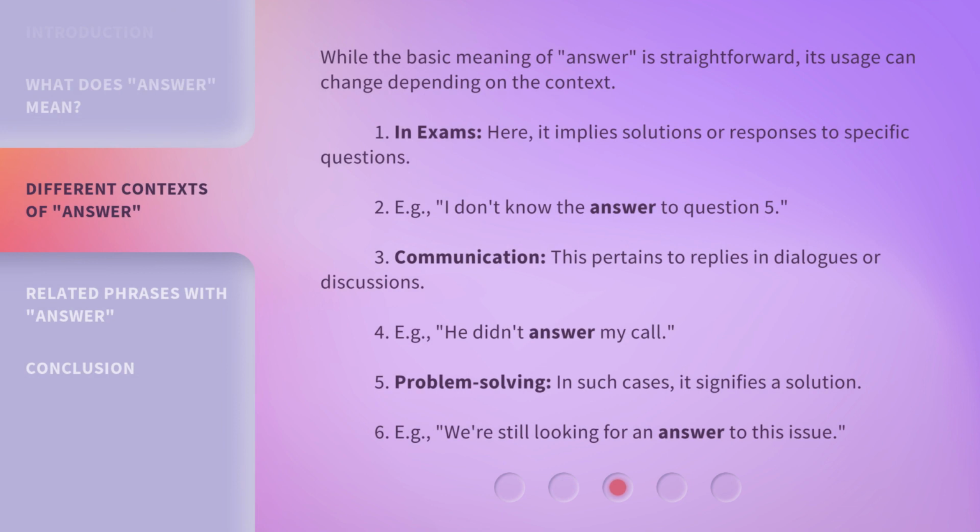While the basic meaning of answer is straightforward, its usage can change depending on the context. 1. Exams. Here, it implies solutions or responses to specific questions. E.g., I don't know the answer to question 5. 2. Communication. This pertains to replies in dialogues or discussions. E.g., he didn't answer my call. 3. Problem solving. In such cases, it signifies a solution. E.g., we're still looking for an answer to this issue.